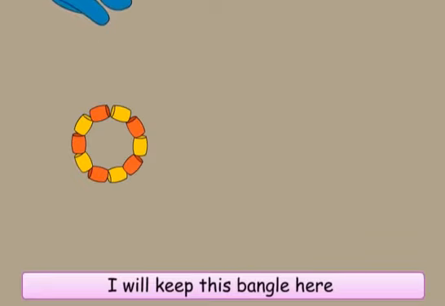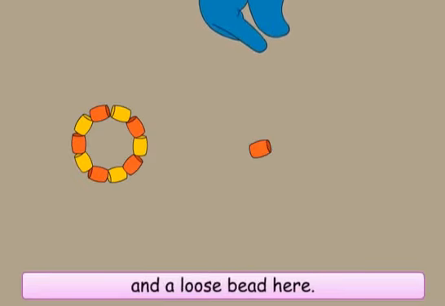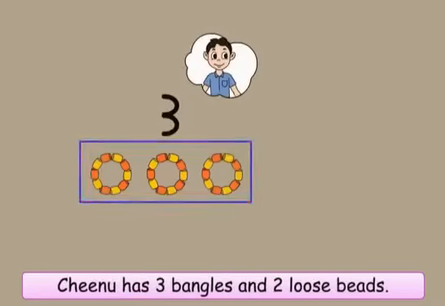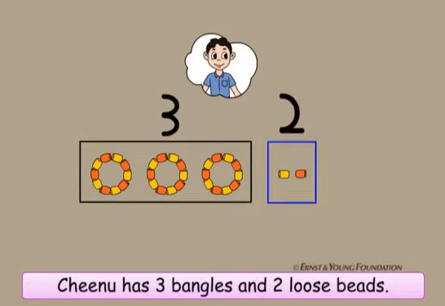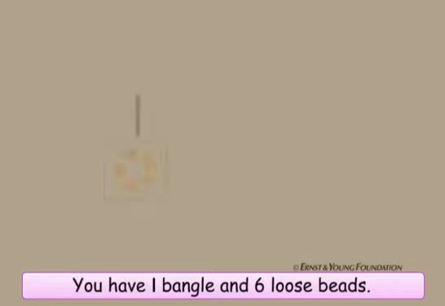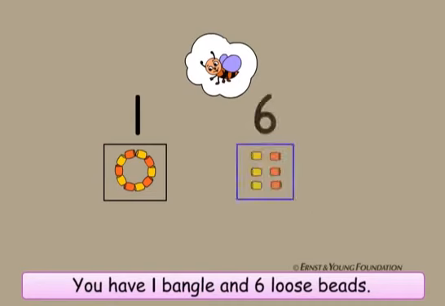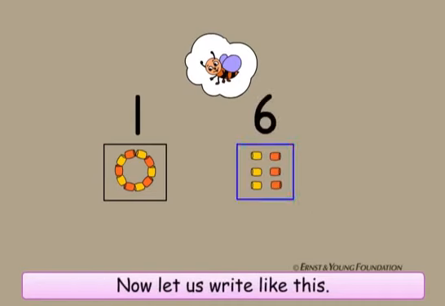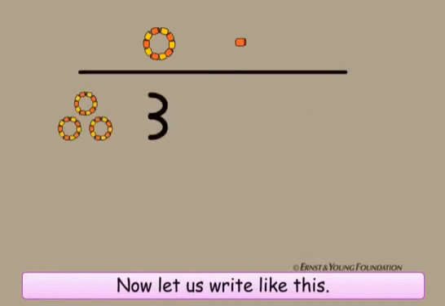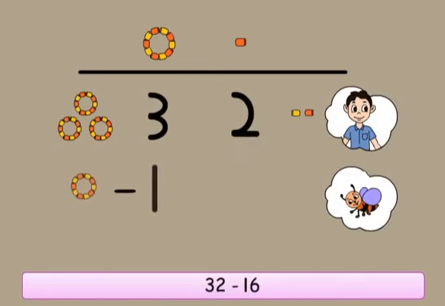I will keep this bangle here and a loose bead here. Chinu has 3 bangles and 2 loose beads. You have 1 bangle and 6 loose beads. Now, let us write like this. 32 minus 16.